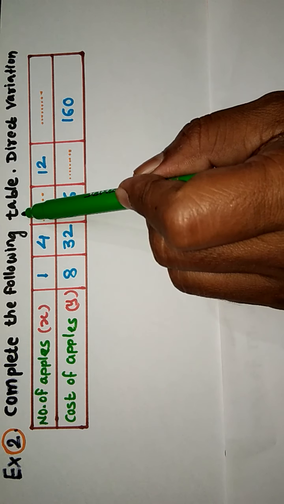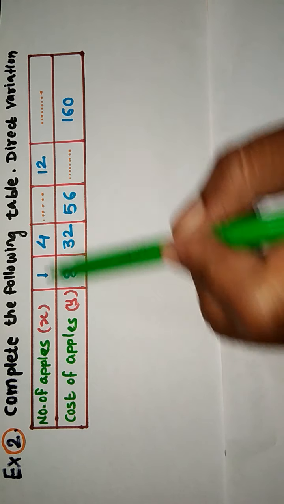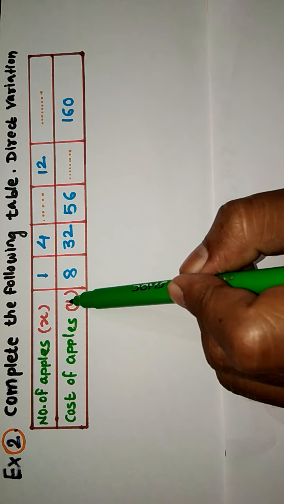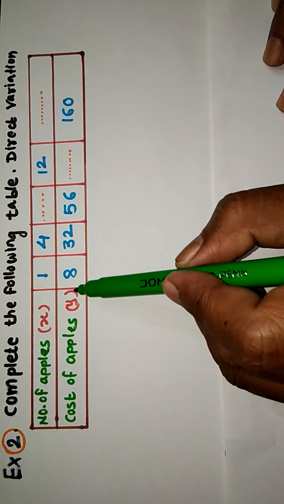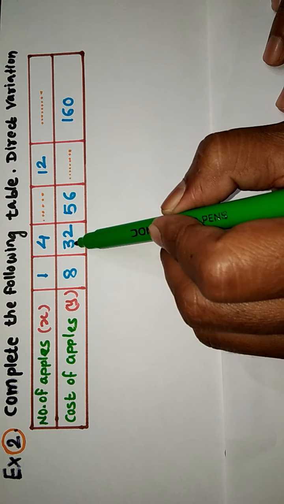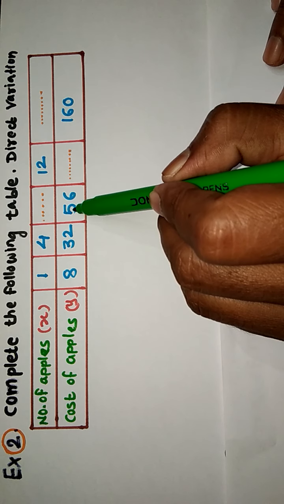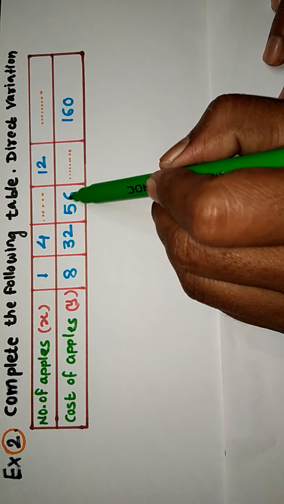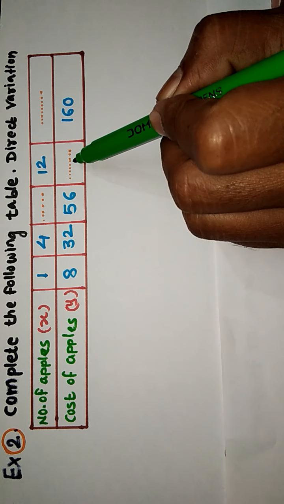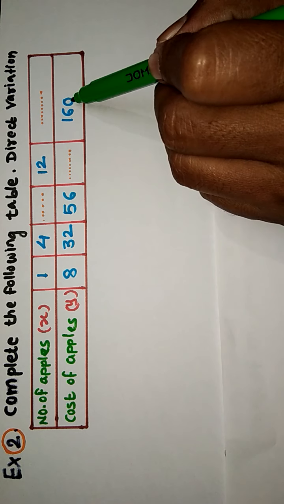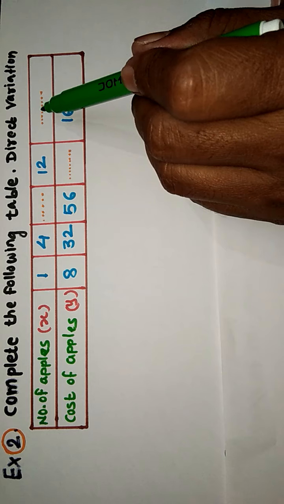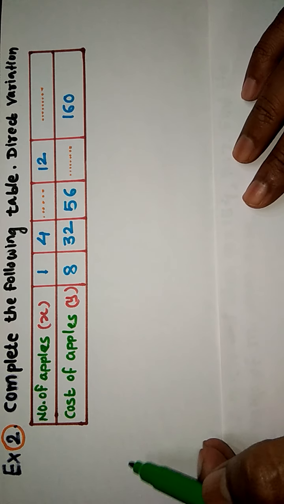Now see the next example. Complete the following table, considering that the number of apples and their respective costs are in direct variation. One apple costs 8, 4 apples cost 32. If the cost is 56, how many apples? If there are 12 apples, what is their cost? If the cost is 160, find the number of apples. How can we find this? See here.